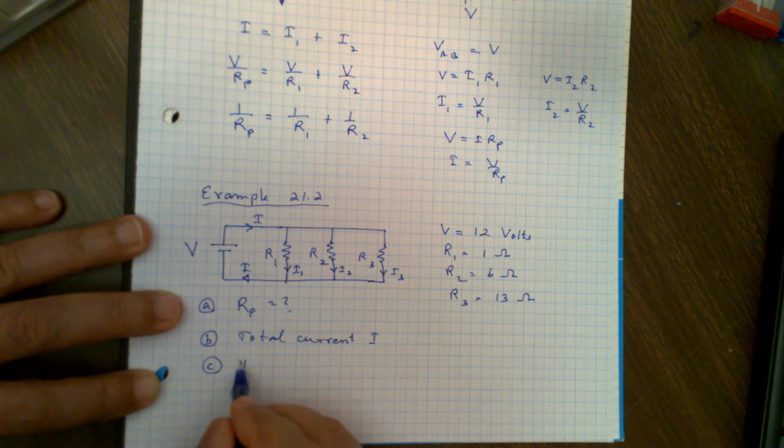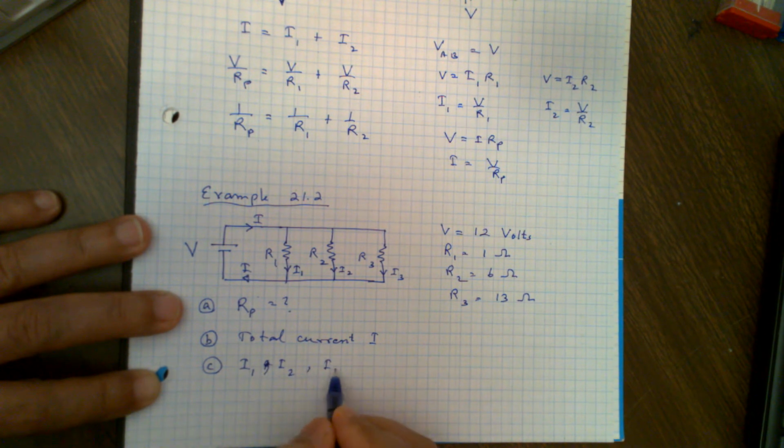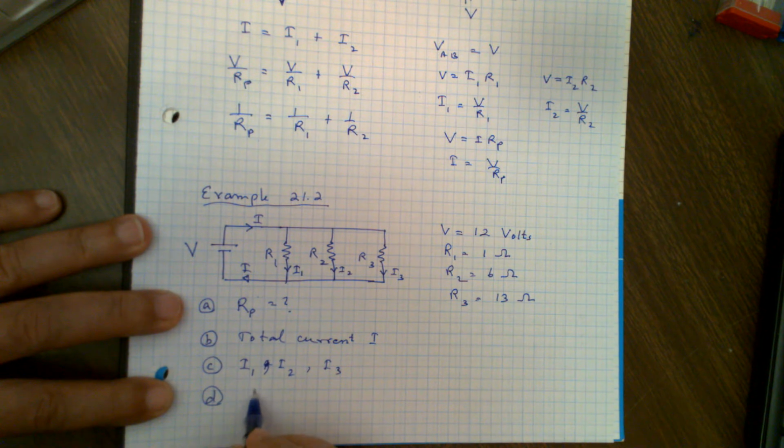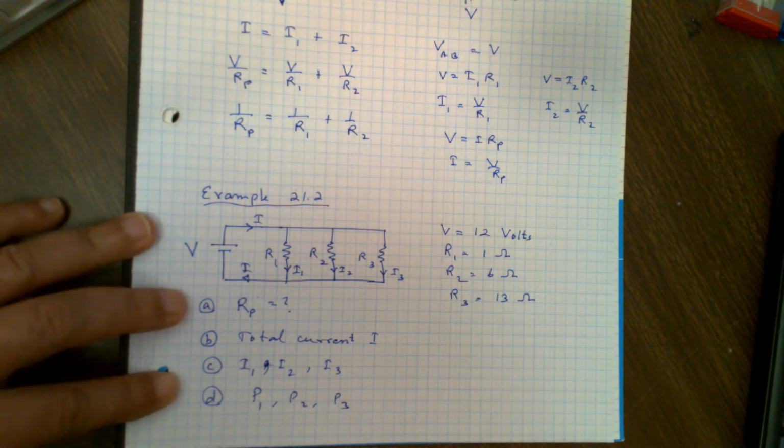So C is you want to find I1, I2 and I3. Of course, when you add these 3 up, it should be equal to I. And part D is you want to find the power dissipated in each resistor. So power dissipated in each resistor, P1, P2, and P3. That's what we want to find, okay?